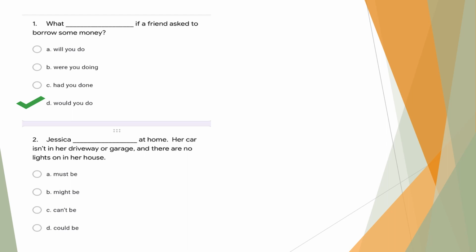So what would be the obvious guess? The obvious guess is that Jessica is not at home. Her car isn't there and there are no lights on. So the obvious guess would be Jessica can't be at home.